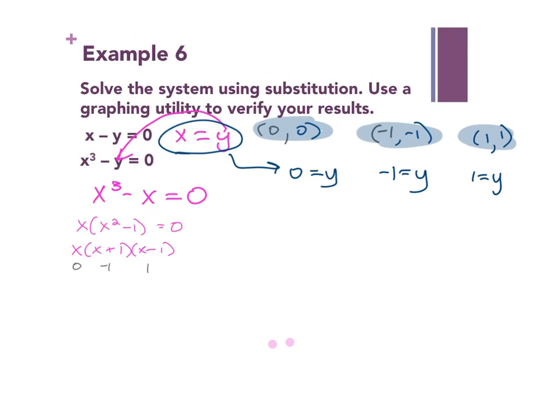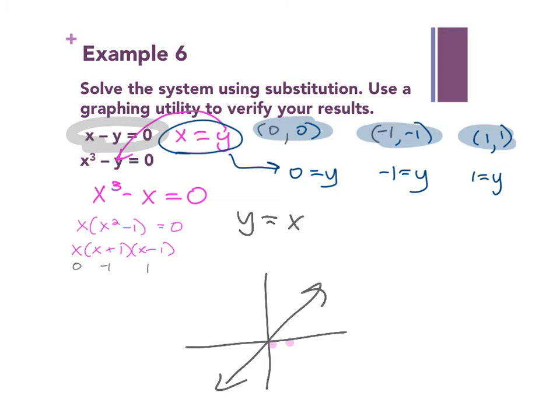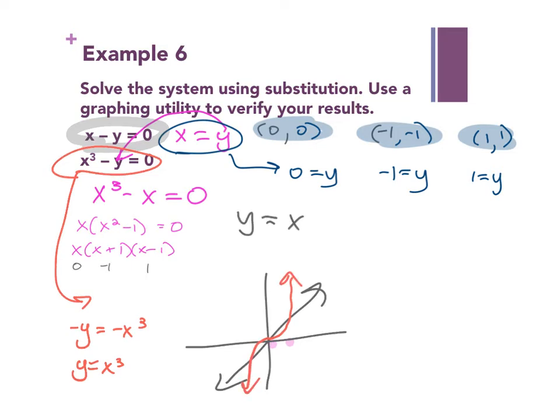If you think about it, if you had to actually graph this, right? First of all, y equals x would be a line that goes straight through my origin like that. And then this one, if I got -y equals -x to the third, I'd get y equals x to the third. This is not a parabola, a cubic function that's going to do something like that. So that's what we think is going to happen. If you look at that, it looks like it crosses 3 times, which is consistent with what we found.